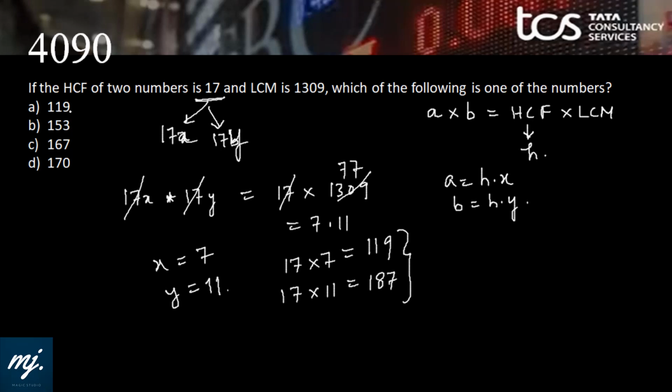And out of these two, obviously one should be there in the options, and we can see 119 is there in the options. Mark option A, and let's move to the next one.